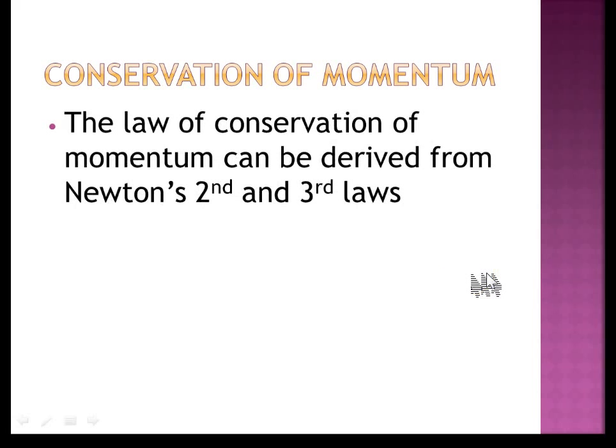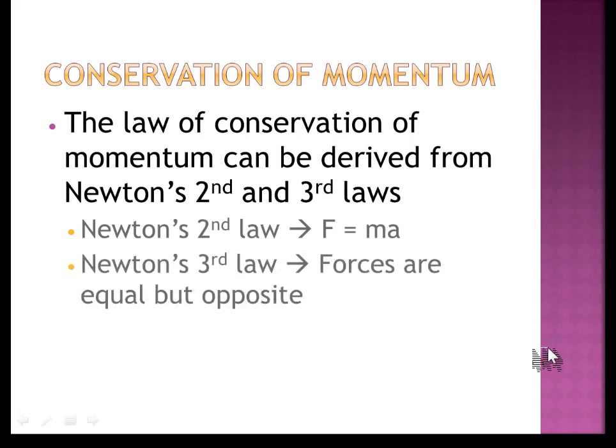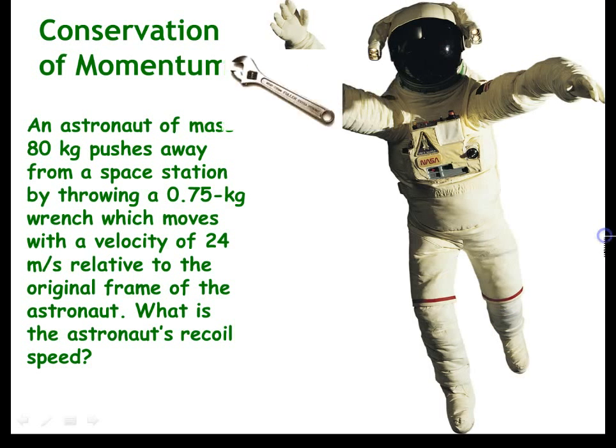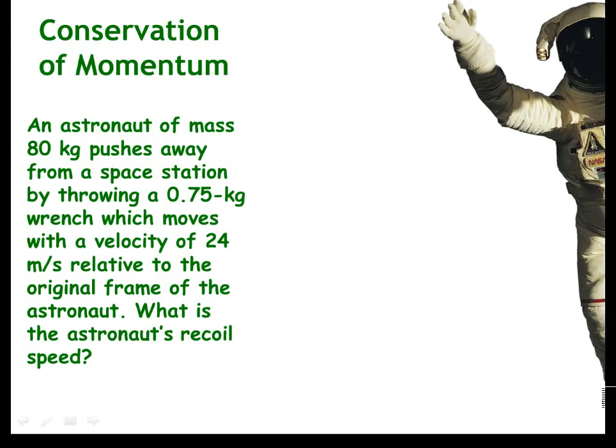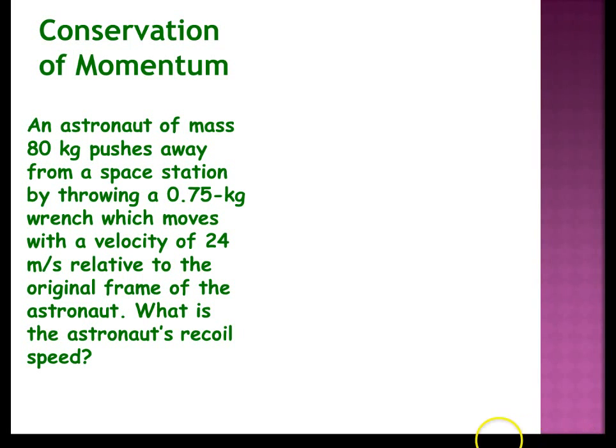Okay, so the law of conservation of momentum can be derived from Newton's second and third laws. The second law, remember, was F equals ma, and the third law is forces are equal but opposite. Okay, so we're going to do one more example problem here. An astronaut of mass 80 kilograms pushes away from a space station by throwing a 0.75 kilogram wrench, which moves with a velocity of 24 meters per second relative to the original frame of the astronaut. What is the astronaut's recoil speed?